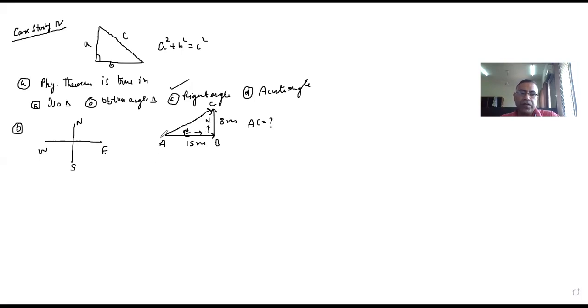We have to find out the distance from starting to C, AC.